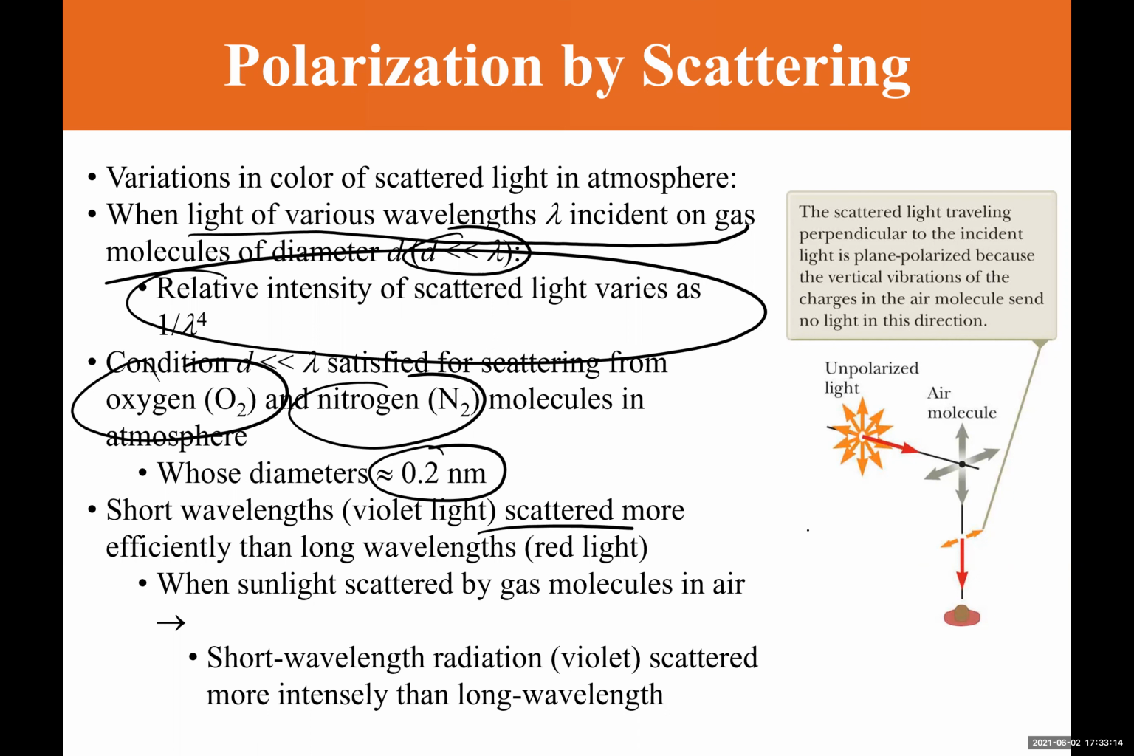And that's why, when we look at the sky, we look at the most absorbed and scattered light. But obviously, our eyes are not sensitive to violet, which is the most scattered. So we see the second most, which is blue. That's why when you look at the sky during the daytime, you see blue, because blue is the most scattered light that our eyes are sensitive to.